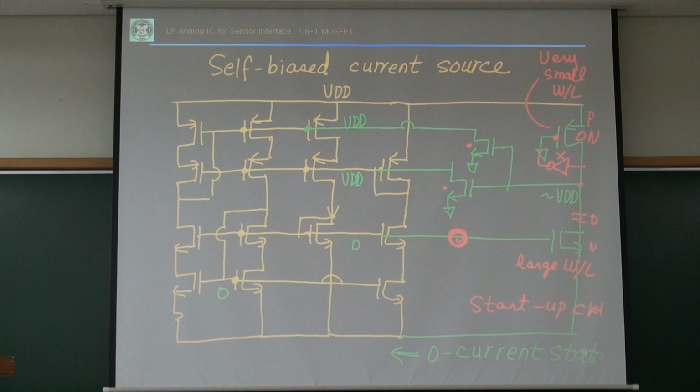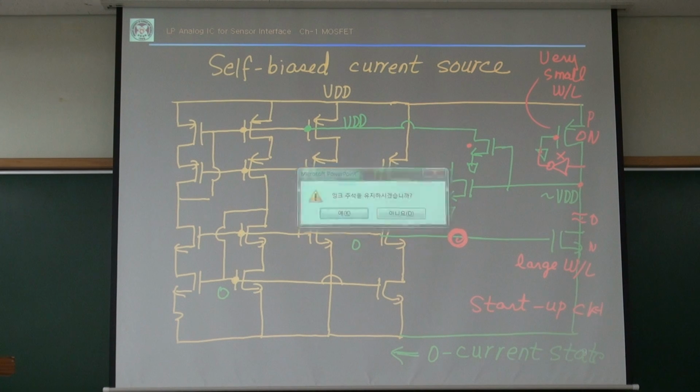So I want to suggest you eliminate this CMOS inverter. No inverter, just grounded. Use a large difference in W ratio of this NMOS and PMOS. Okay? Let's try to simulate this one.